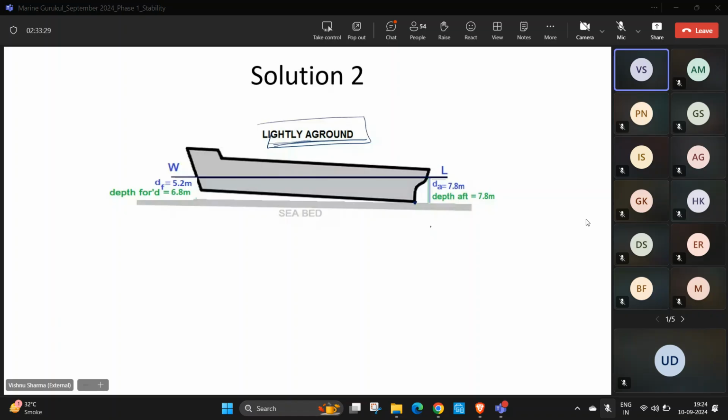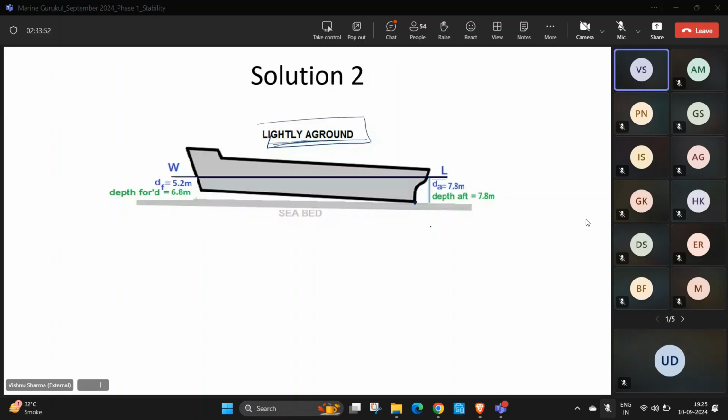So right now, is there any upthrust? No, because the draft forward and draft aft are unchanged. So the buoyancy is supporting the weight. Am I right, guys? Yes or no? Correct? Yes, sir.